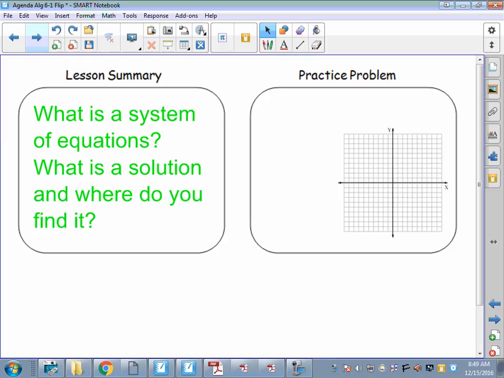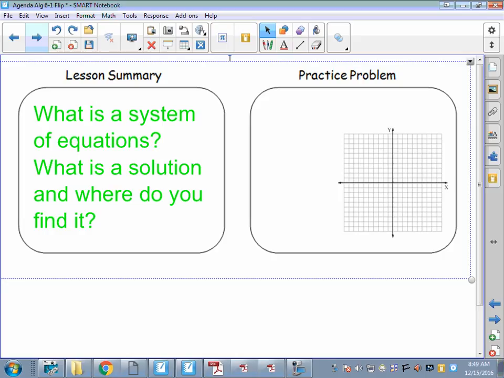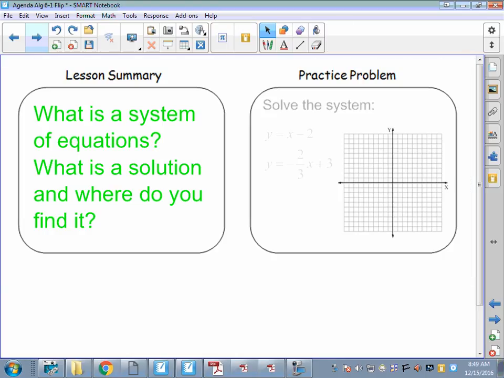So please answer this question. What is a system of equations? And what's a solution and where do you find it? You don't have to write out the question, just write out the answers to that. And I did put some graph paper on your practice problem because I want you to solve that system. Please notice those are both in y equals mx plus b. I didn't even make a ton of work for you. They're ready to graph. You can just find your y-intercept and use your slope to go from there.